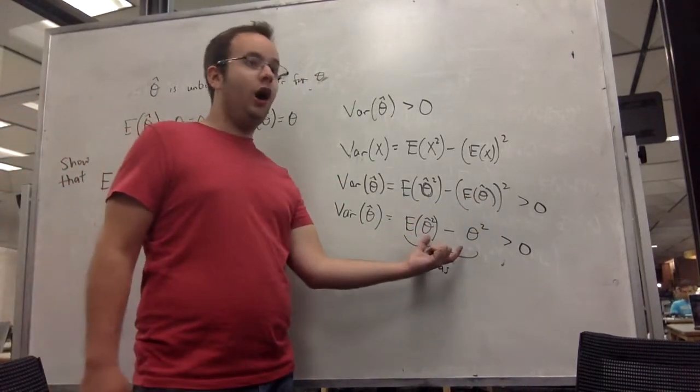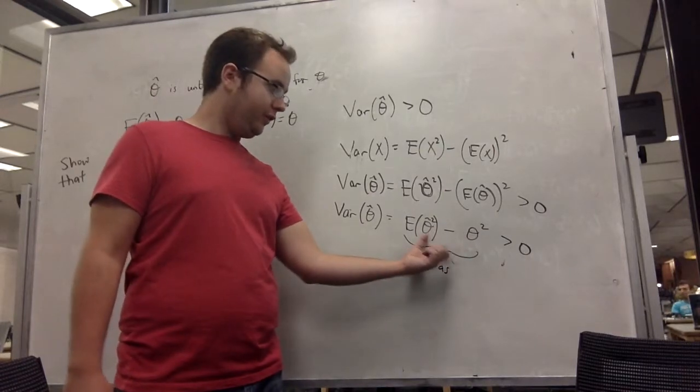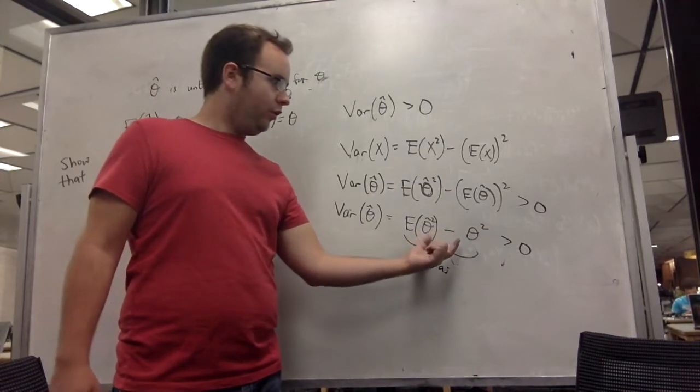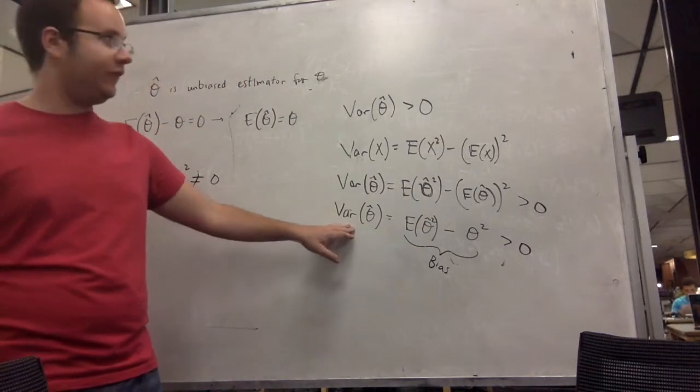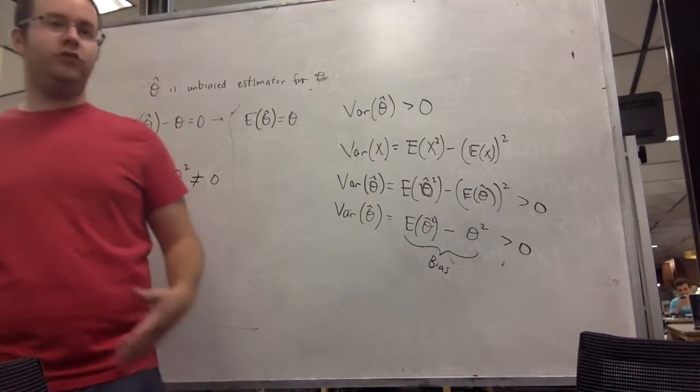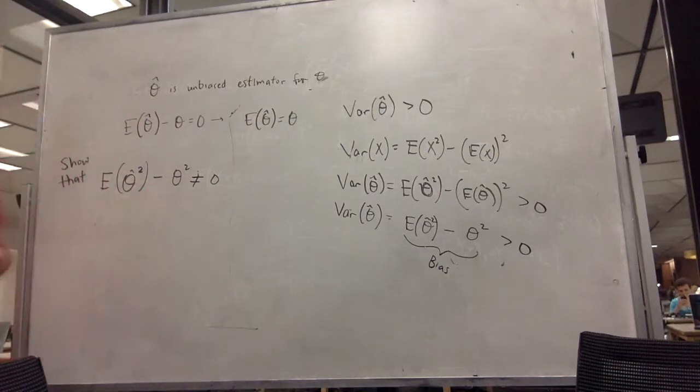Then what does this represent? What is this formula? Oh, that's a bias formula for theta hat squared. Well, how can I be sure that it's positive? Because this is the variance formula, and they told us the variance was positive. So it's using all that information together to give us that this is not an unbiased estimator. Make sense? Are there any questions about that?